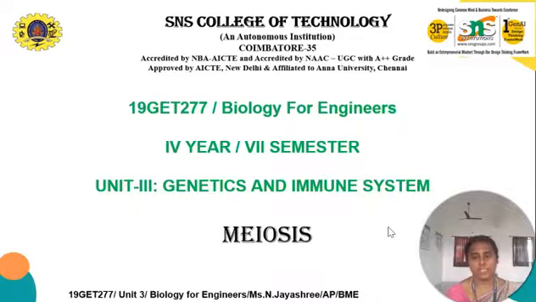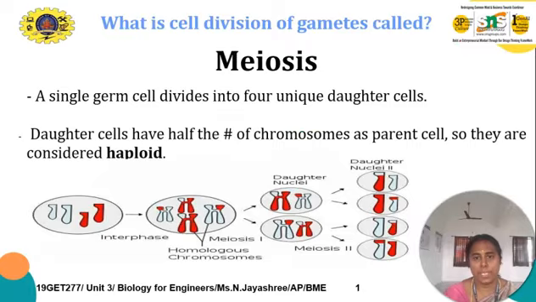I am going to take the meiosis topic from biology for engineers. Let us see what we mean by meiosis. A single germ cell divides into 4 unique daughter cells. That is meiosis. Daughter cells have half the number of chromosomes as the parent cell, so they are considered to be haploid cells.